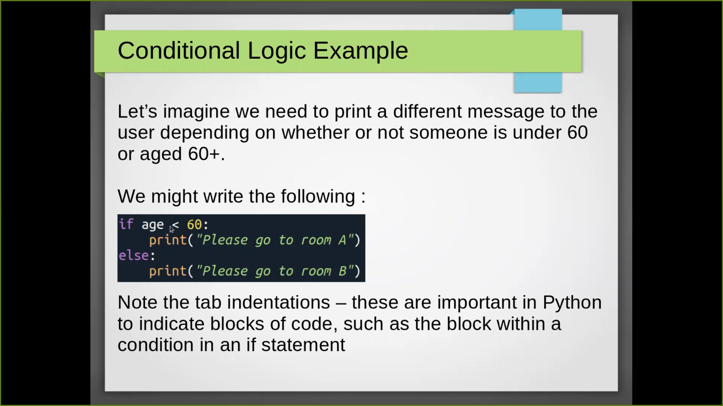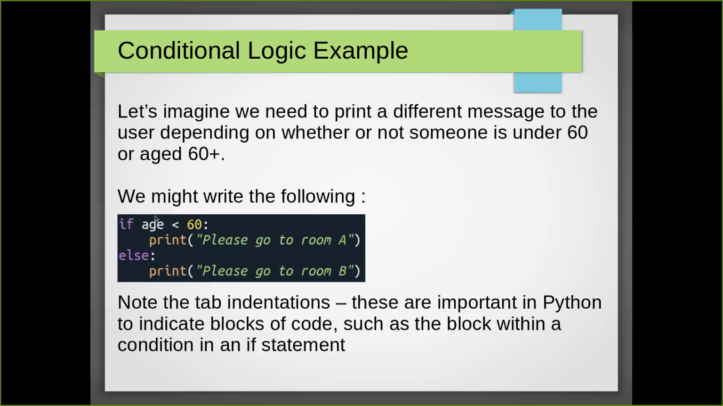If that's not true, in other words, they are 60 or over, then we can use the else command, which basically says, if that's not true, then do this. And in this case, it'll do everything in this block, which in this instance is just a single instruction that says print, please go to room B. So the key things here are the if statement, then some sort of comparison. Now this comparison statement must always resolve to a Boolean.